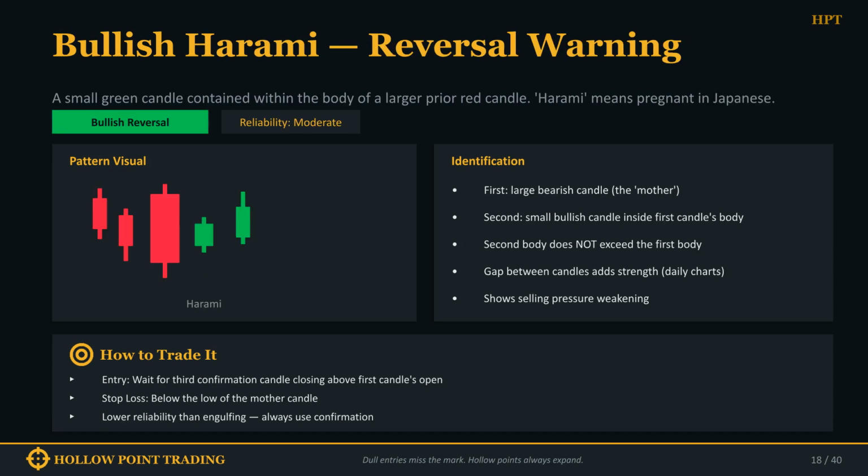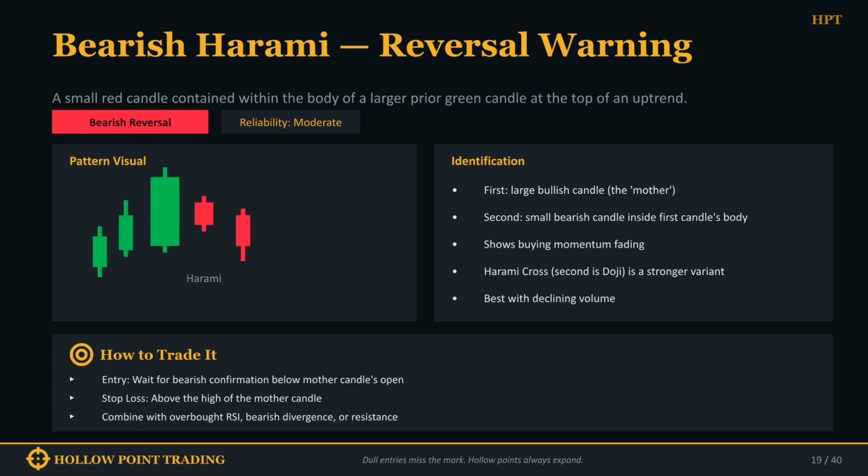The bullish Harami is a reversal warning, less reliable than engulfing. It involves a small bullish candle contained within the body of a larger prior bearish candle. Always wait for a third candle confirmation for a long entry. The bearish Harami is the inverse pattern, consisting of a small bearish candle within a larger bullish candle's body at the top of an uptrend. It shows buying momentum fading and requires bearish confirmation below the mother candle's open.